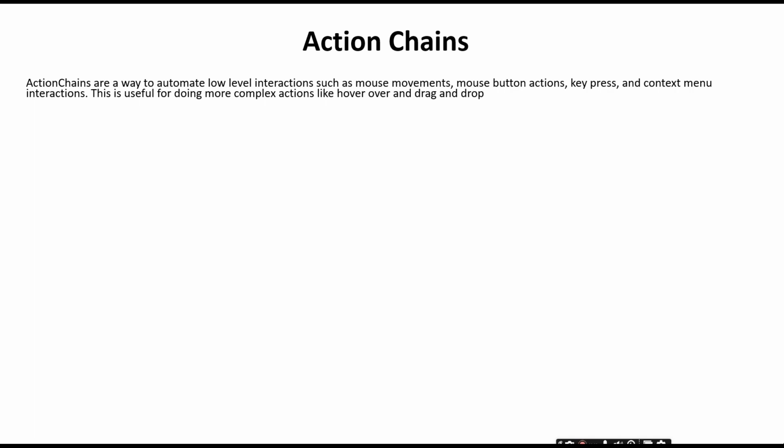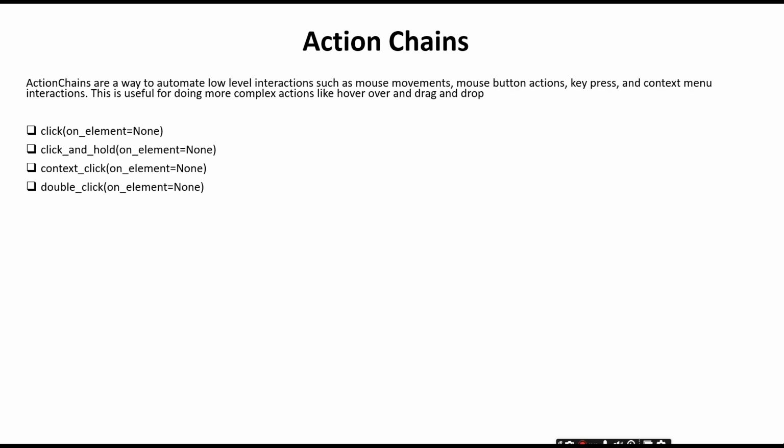So there are multiple methods available in the action chain class which help to automate all these low level and complex level actions. Like here there is a click method. This method basically clicks on the particular element; whichever element we pass, it will click on that. Click and hold: it will click and hold the mouse. Context click: we can use this method to perform right click. Double click method on an element.